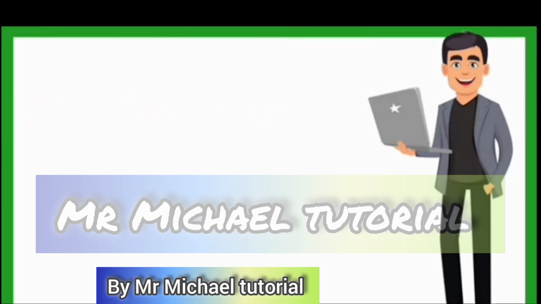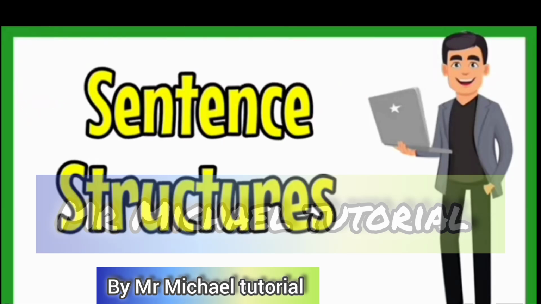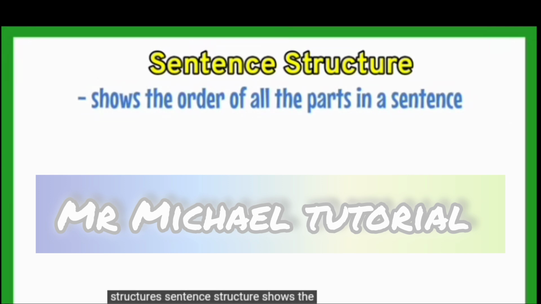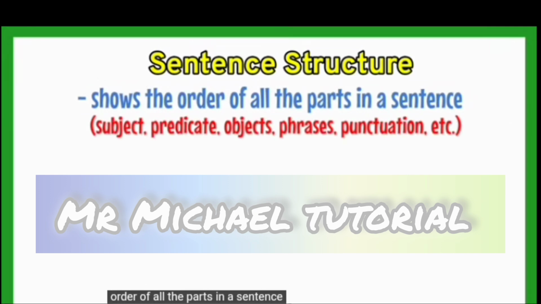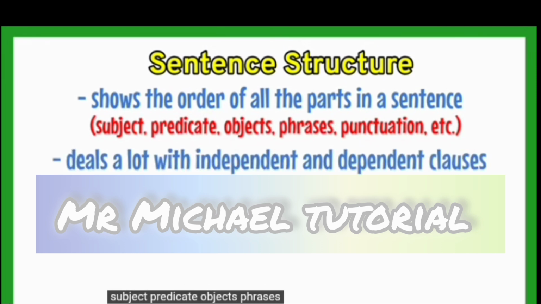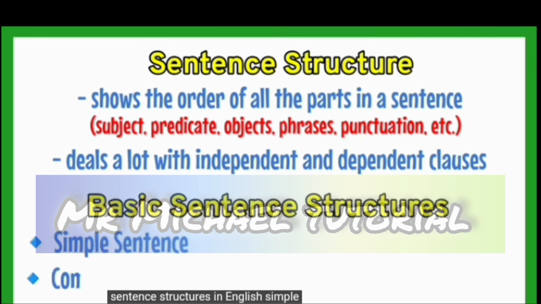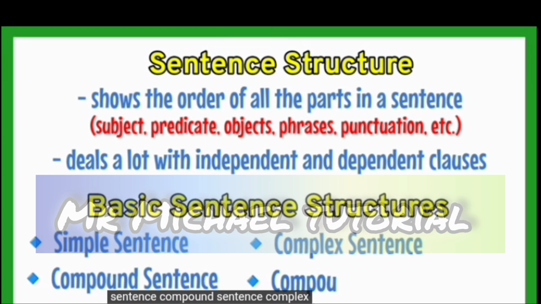In this video, we will be talking about sentence structures. Sentence structure shows the order of all the parts in a sentence: subject, predicate, objects, phrases, punctuation, etc. It deals a lot with independent and dependent clauses. The following are the basic sentence structures in English: simple sentence, compound sentence, complex sentence, and compound complex sentence.